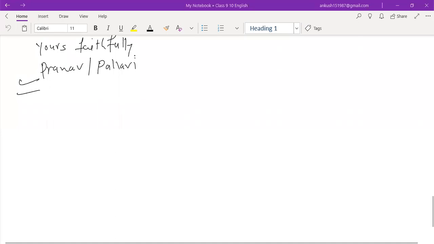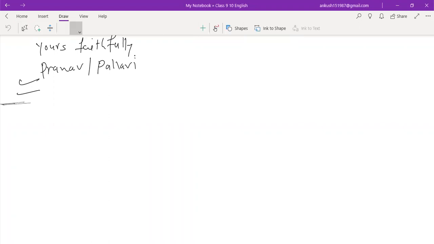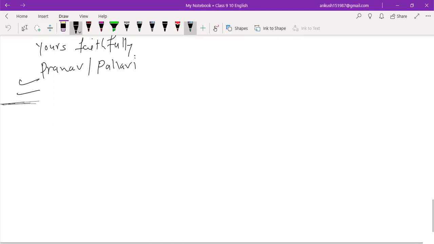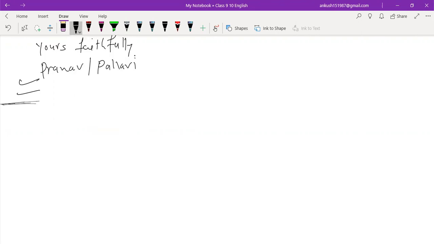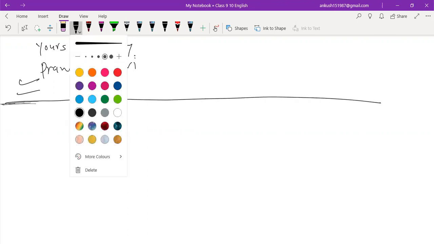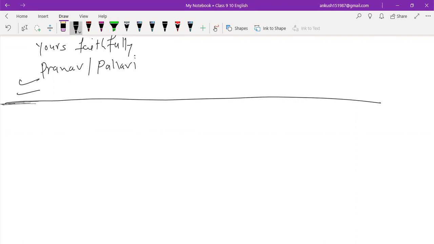Let us understand very precisely how to write the letter to the editor, and what to write over there. This is very, very important to understand. Let me take the pen. Letter to the Editor.